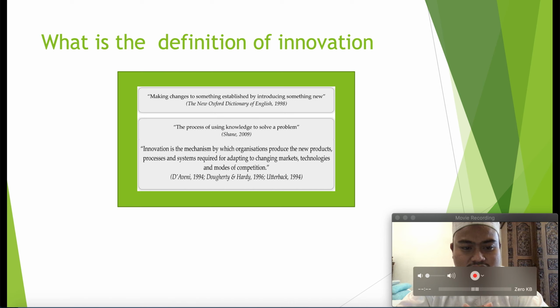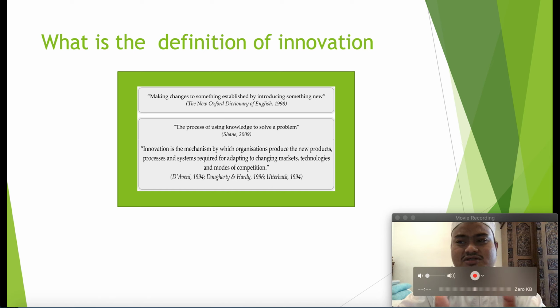The third is that innovation is the mechanism by which organizations produce the new product, process, and system required for adapting to changing market technology and the modes of competition. I mean we develop a new product, a new thing. It's not only the new product, but also the process and the system that we use.